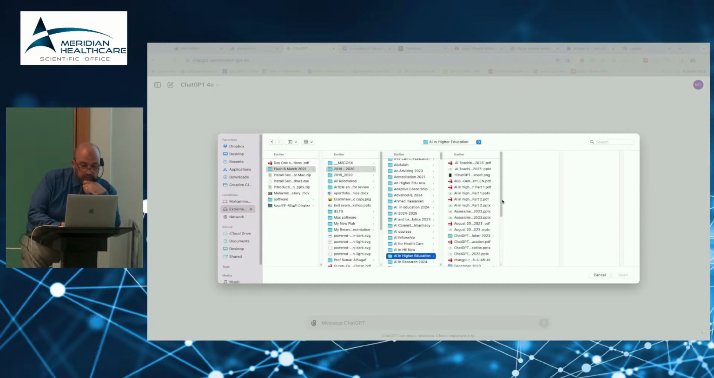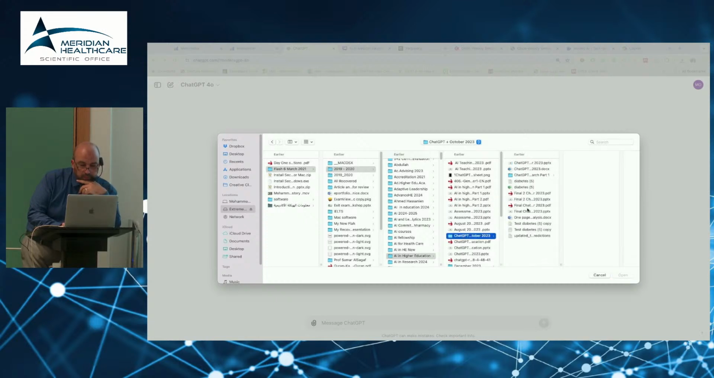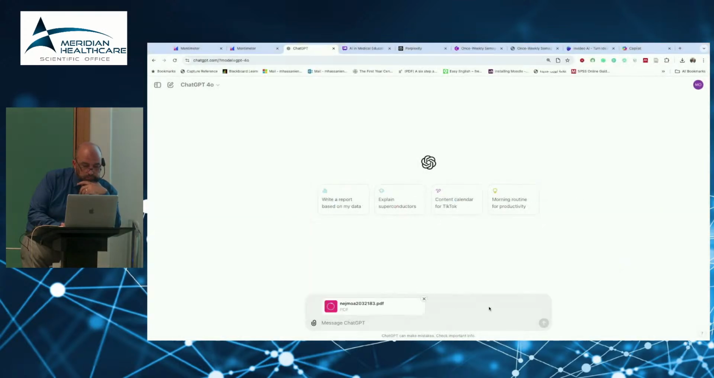It works with any file. For Arabic files, it is not working well, by the way. So the first step is to upload the file. Then I will give just what we learned before, a zero-shot prompt: Summarize this article. Just this.